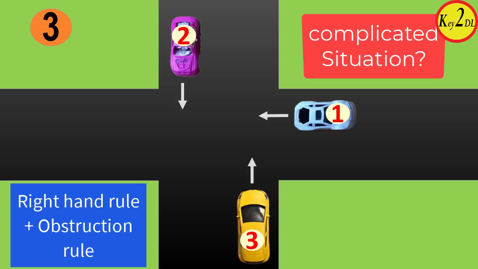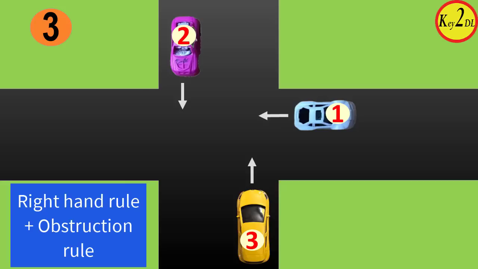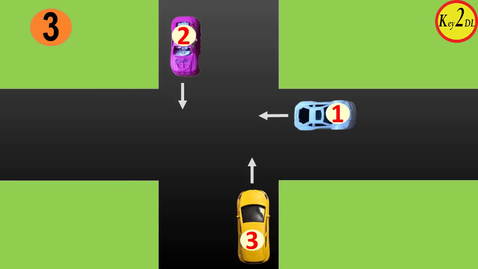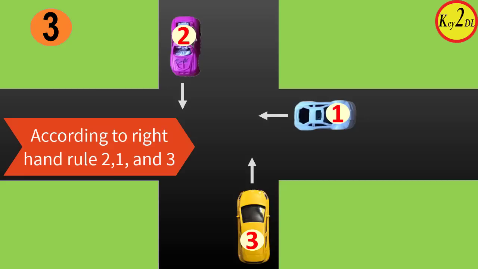So car 3 must give way to car 1 and car 1 must give way to car 2 as far as the right hand rule. So if you apply the right hand rule here, what will happen? Car 3 should give way to car 1 and car 1 should give way to car 2. According to the right hand rule, car 2 goes first and then car 1 and then car 3. It is according to the right hand rule.